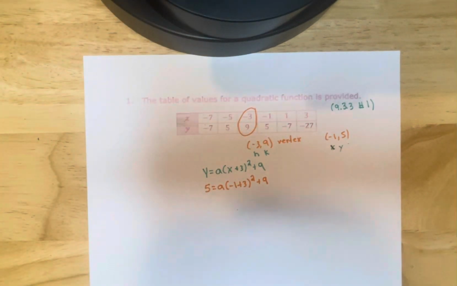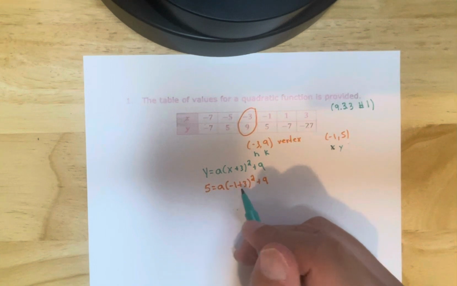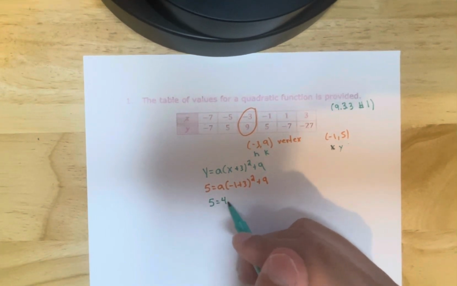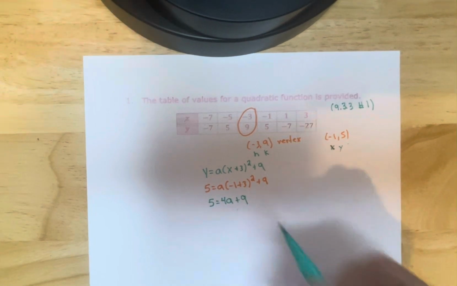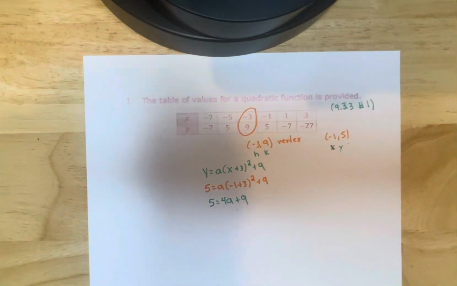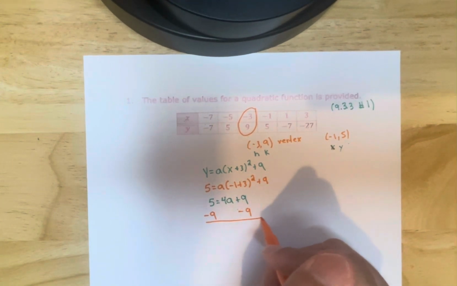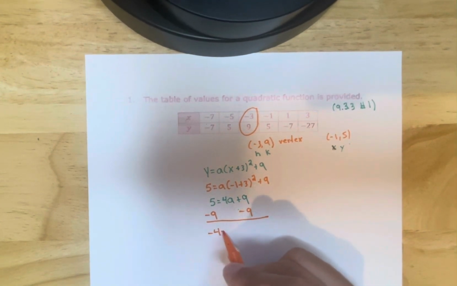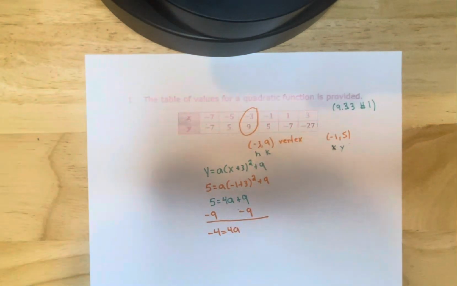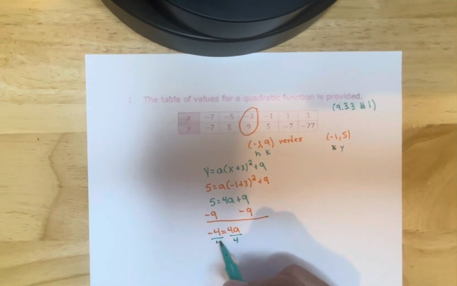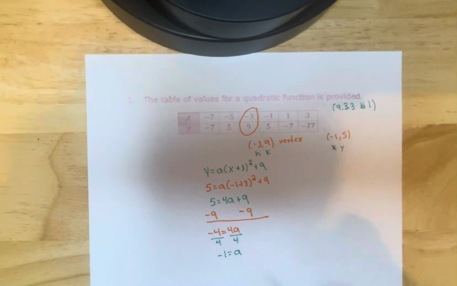And then from here, again, it's basic algebra. We're going to work this out. So negative 1 plus 3 is 2. 2 squared is 4. It's behind the a, which we don't want. So I'm going to bring down the 5, put the 4 in front of the a, plus 9, and then work this out. So it's going to be minus 9, negative 4 is equal to 4a. And then I'm going to divide both sides by that number that's in front of the a, which is 4. And I hope everybody agrees, I'm going to get negative 1 is equal to a.